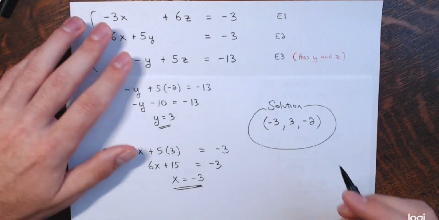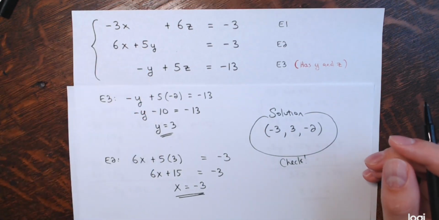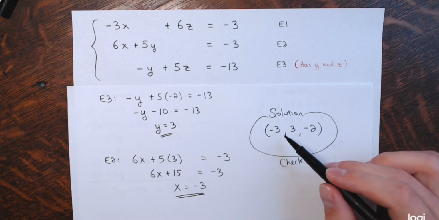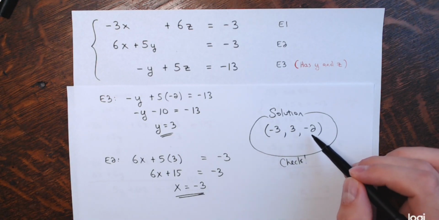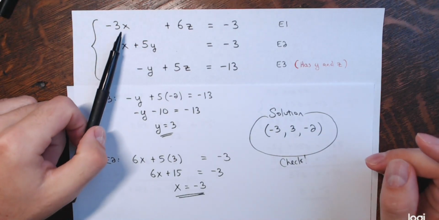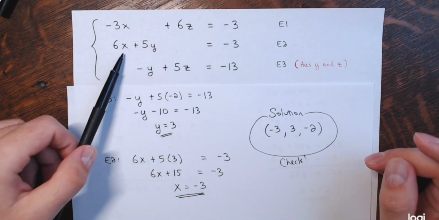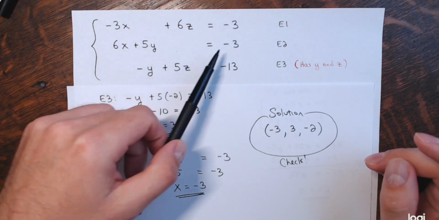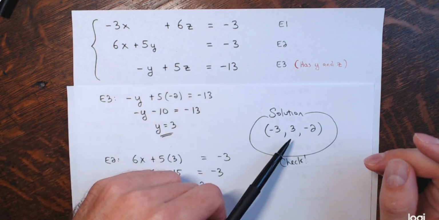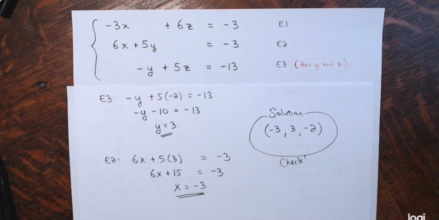And don't forget to check before you enter your answers. Check your solutions. Go back to the original system and substitute negative 3 for x, 3 for y, and negative 2 for z, and see that all three equations are made true. So if I do that, we'd have 9 minus 12 is negative 3, that's true. Negative 18 plus 15 is negative 3, that's true. Negative 3 plus negative 10 is negative 13, that's true. These values satisfy all three equations.